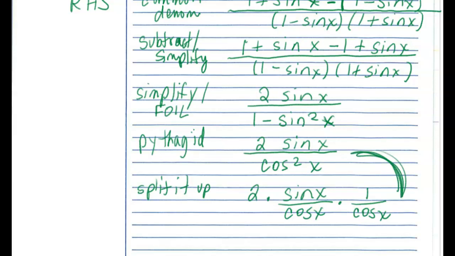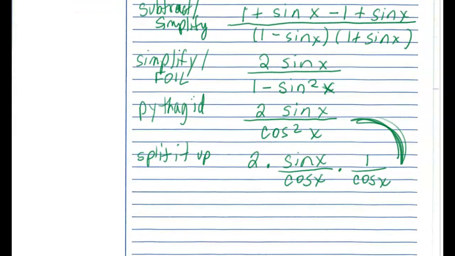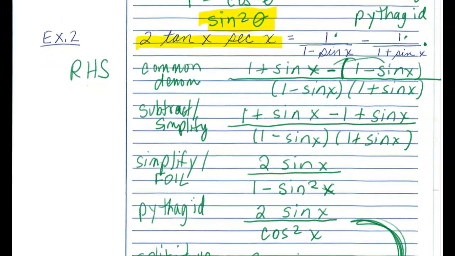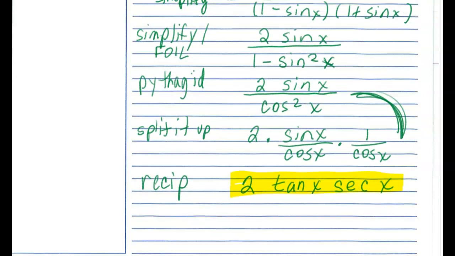And look, we're there. Use your reciprocal identities. 2, we know sine x over cosine x is tangent x. And we know 1 over cosine x is secant x. And that's where we were going. That matches that right here. Boom. Okay?